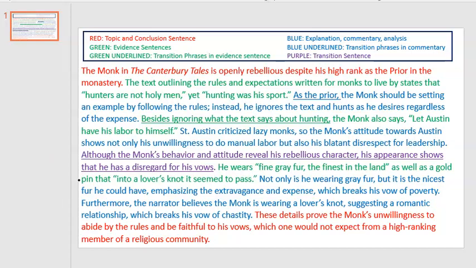Although it's the purple: "Although the monk's behavior and attitude reveal his rebellious character, his appearance shows that he has a disregard for his vows." So the reason that I have that purple sentence there, that's my transition, because the first two pieces of evidence were about his behavior and his attitude, whereas the last piece of evidence is about his appearance. So I just have that transition sentence. And I know what you guys are thinking. You're thinking, wow, that's a really long paragraph. Yes, it is. But you know what? This is a good, solid paragraph that gives evidence of what you're trying to prove. Okay?